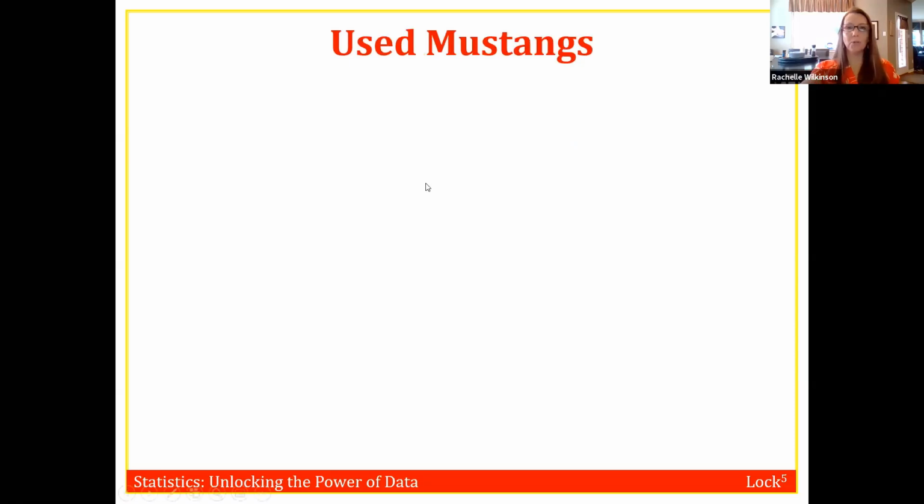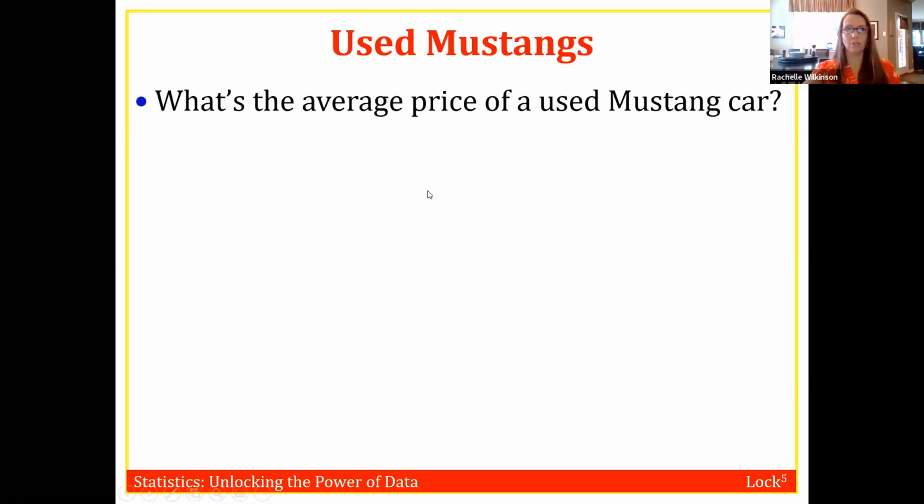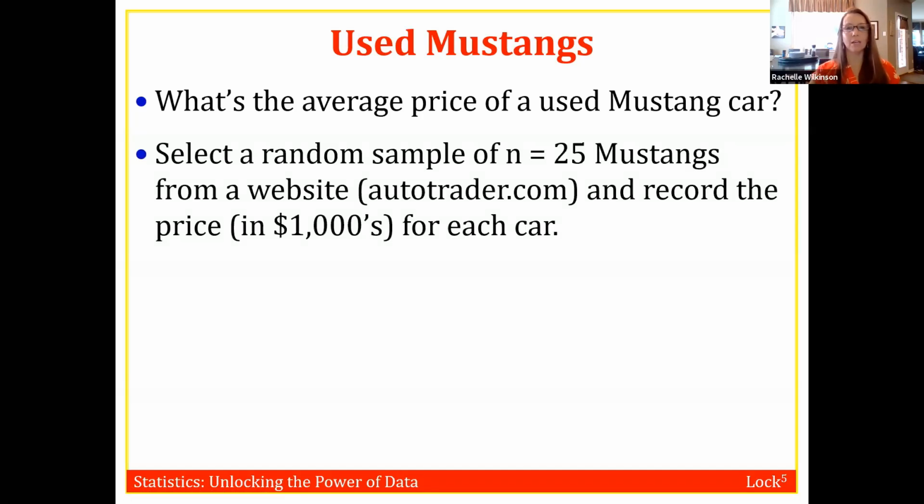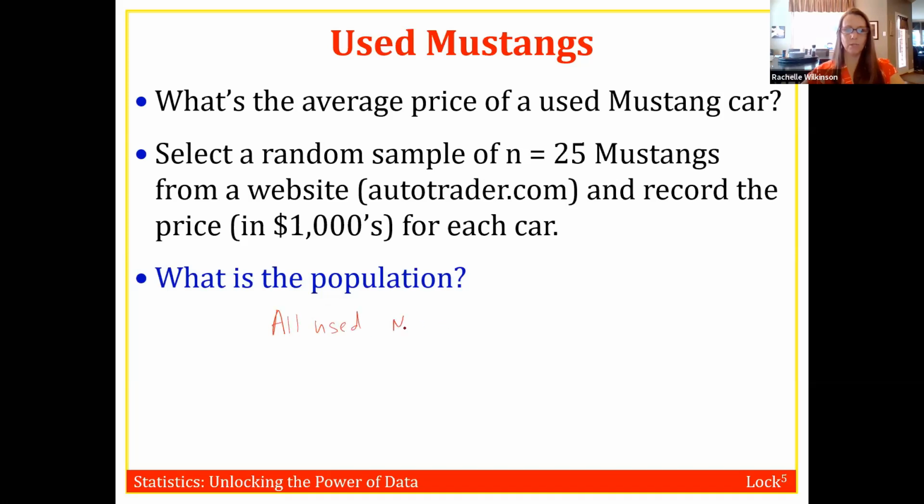So this first example is about used Mustang cars. So we want to know what is the average price of a used Mustang car. A random sample of 25 Mustangs from autotrader.com was selected, and the price in thousands for each car was recorded. So first thing we want to know is what is the population? So what do you think? What's the population that we're interested in by conducting this study? Perfect, all used Mustangs. So the population is all used Mustangs.